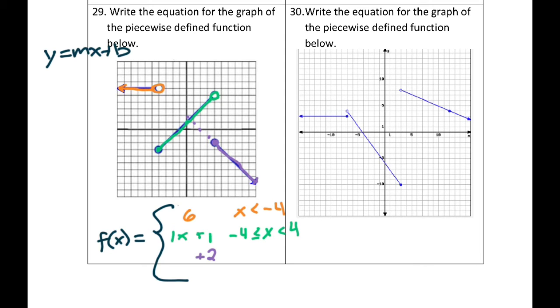The slope of this line is -1. I'm going down 1, right 1, down 1, right 1. So this would be -1x plus 2, because the slope is -1 and the y-intercept, if I extended it, would be 2. And I'm only graphing this line from where x is at 4 and to the right of 4. So x is greater than or equal to 4.